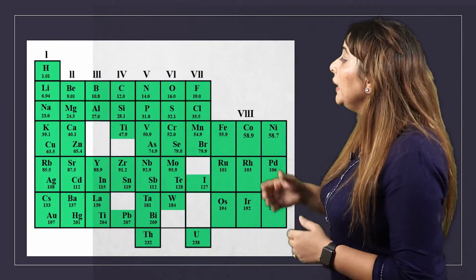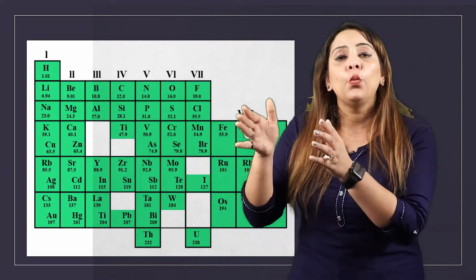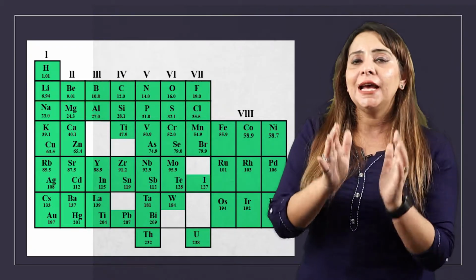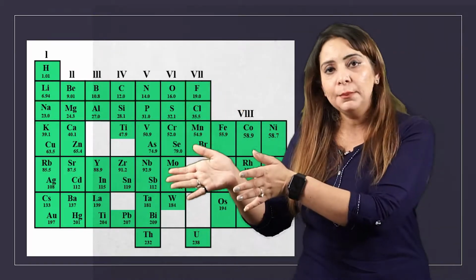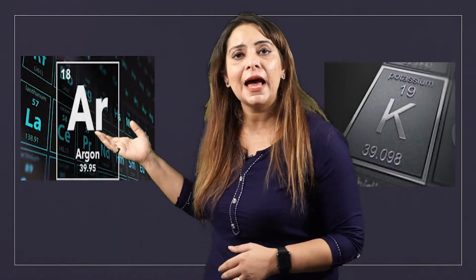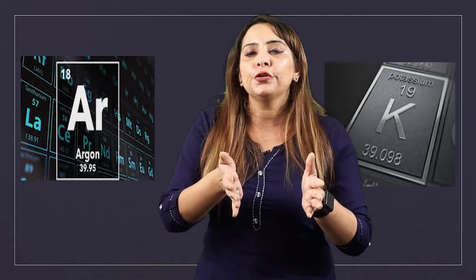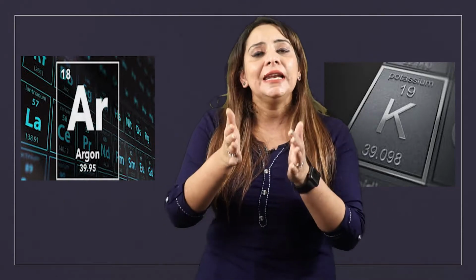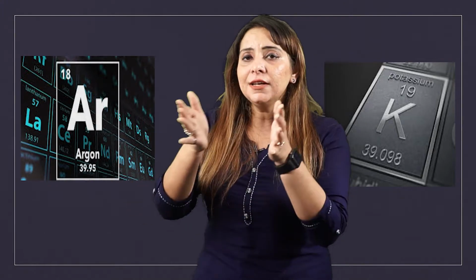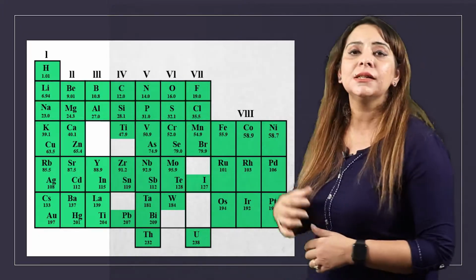According to him, he had to arrange the elements in order of increasing atomic masses. That means the element with lesser atomic mass should come first and the element with higher atomic mass later. But this rule was violated at certain places. Like in the case of argon and potassium: the atomic mass of argon is 40 and for potassium it is 39. So as per the rule, the first place should be occupied by the element with the lesser atomic mass, that is potassium, and the next should be argon. But it's not like that. Argon is placed first and then we have potassium. So this rule was seen to be violated at certain places.